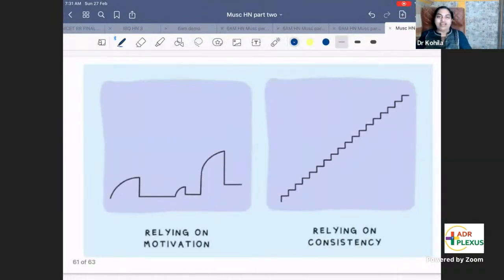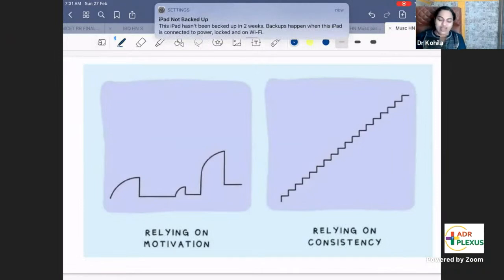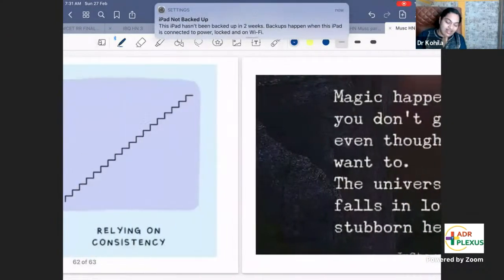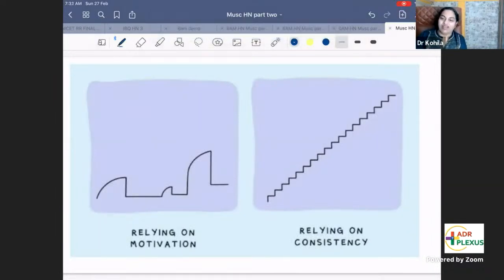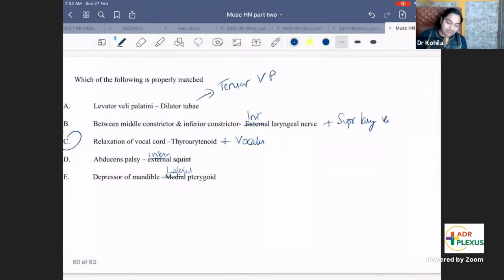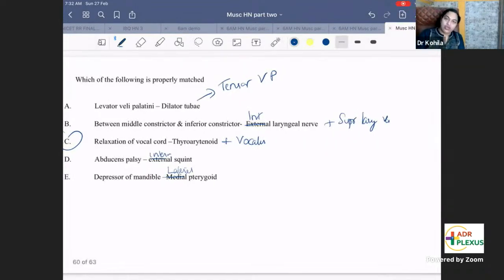So this picture is self-explanatory, right? Usually my first slide and the last slide, I try to make them the same. In the slide, I need not tell anything. This explains everything. Consistency, hard work, motivation. Consistency plays a very important role, and that will help you to achieve your results.